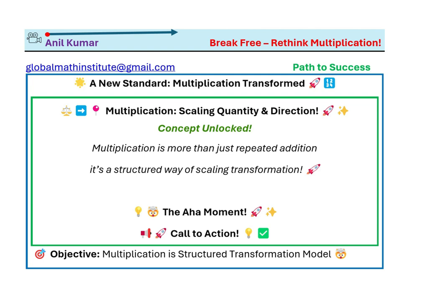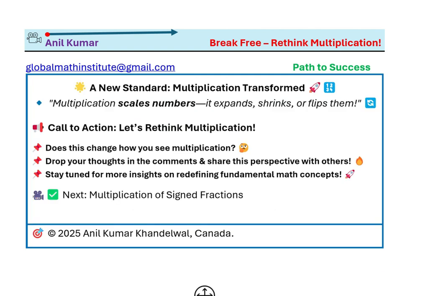Once again, let us summarize our learnings and understand what we have done here. We have introduced to you a great model for multiplication, which is multiplication transformed. Multiplication scales numbers, it expands, shrinks, or flips them, right? These are popular, simple words to use. It expands, that is scaling. Shrinking is also scaling. Or flips, that is a change in direction or negation.